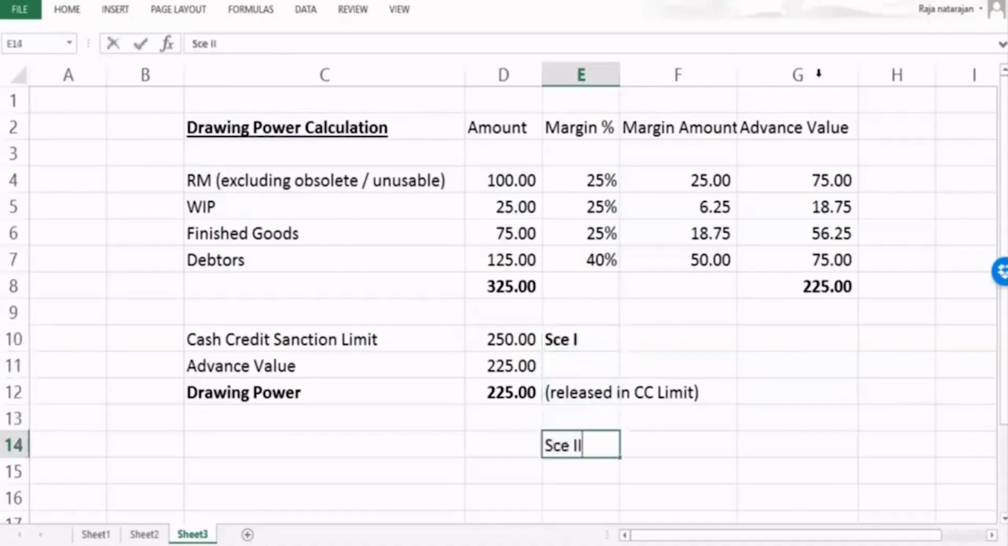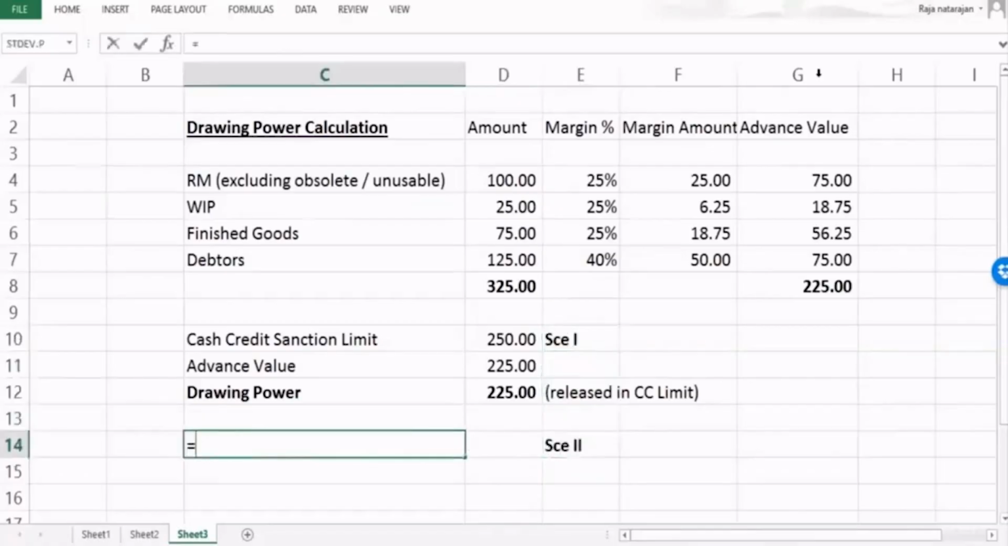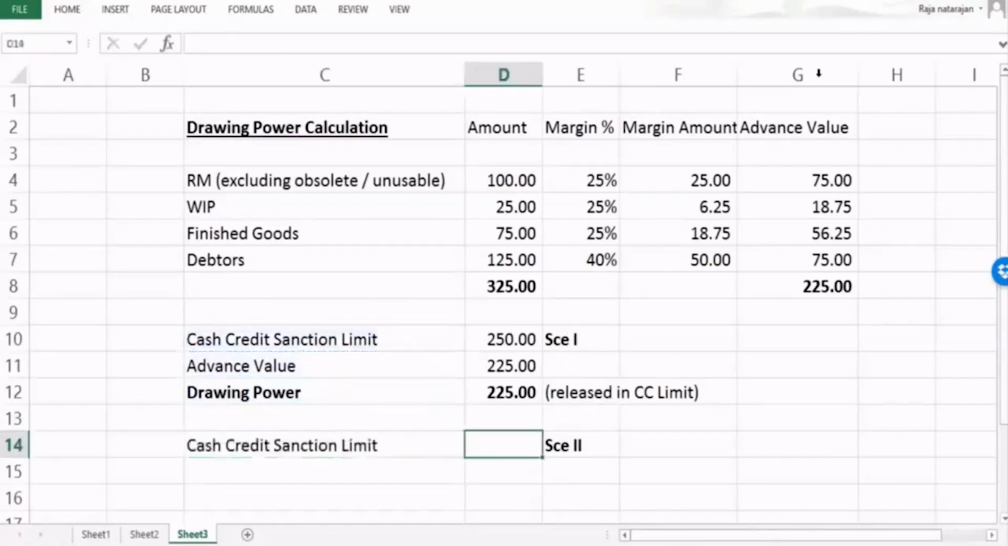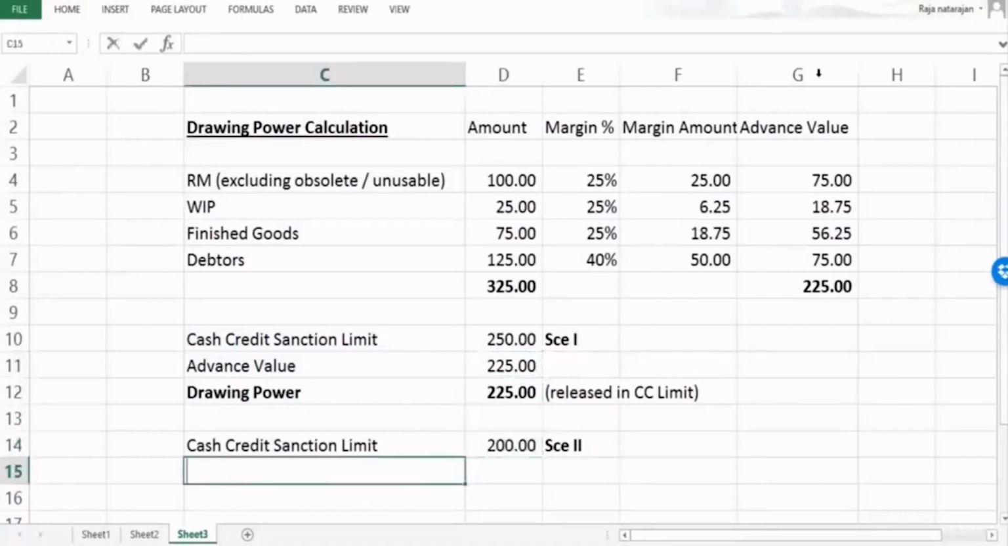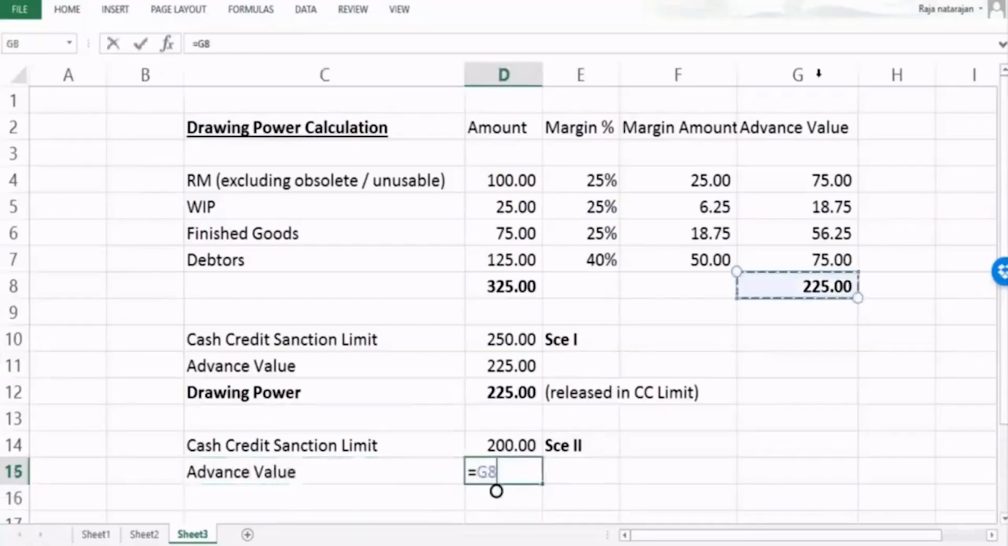We'll have scenario 2 where we'll say that the cash credit sanction limit is 200 million. Then you have the advance value. What is the advance value? It is 225 million. So now which amount will be released? Sanction is 200, but advance is greater than the sanction.